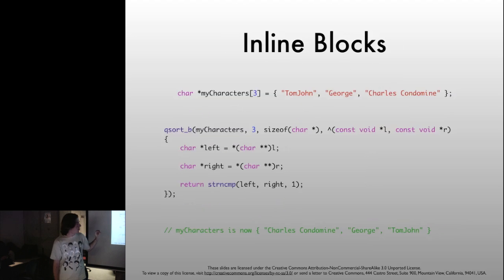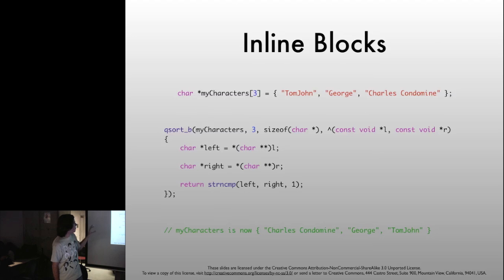Okay, so blocks don't have to be declared as variables. If you just want a little temporary block, basically like a lambda, you can do that as well. So here we have an array of strings with some people's names in it. There's a library function qsort_b that performs quicksort on C arrays, and it takes as its last input a block, which is the function that it uses to do comparison.